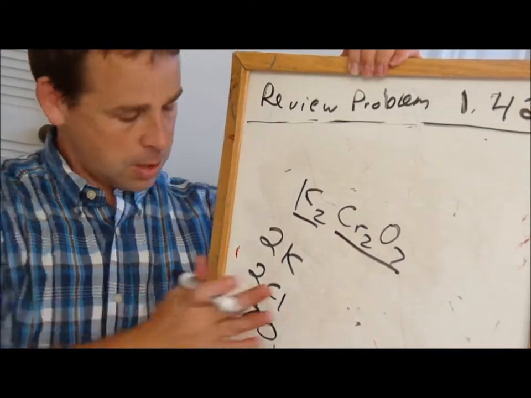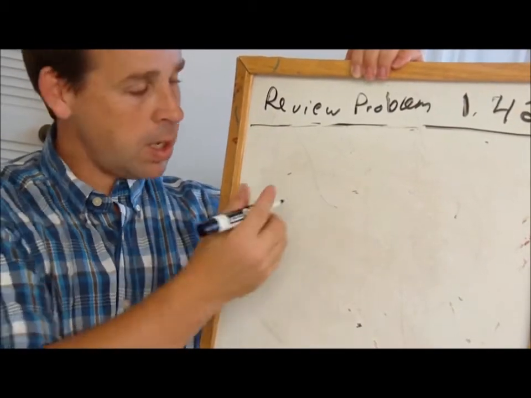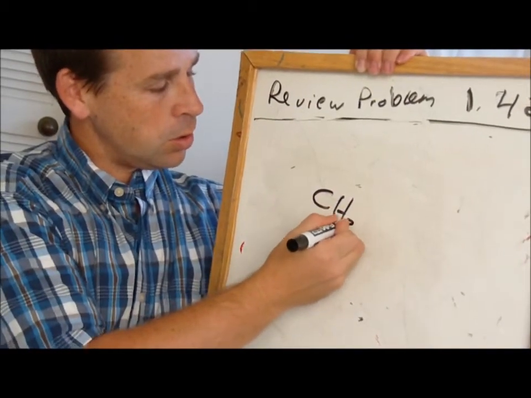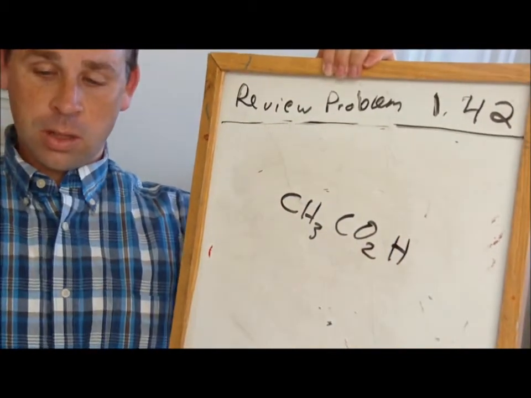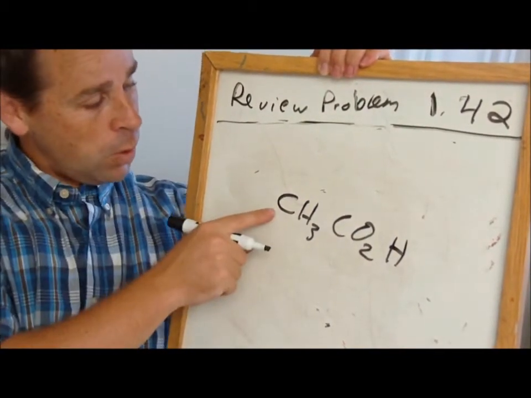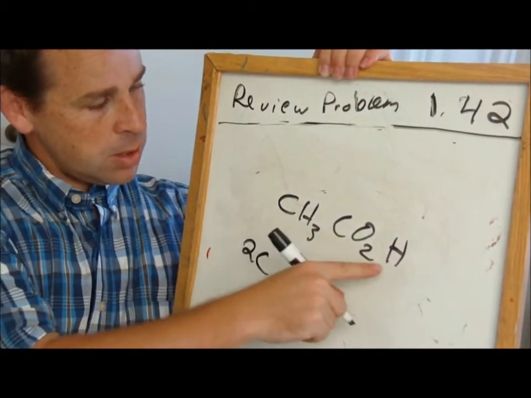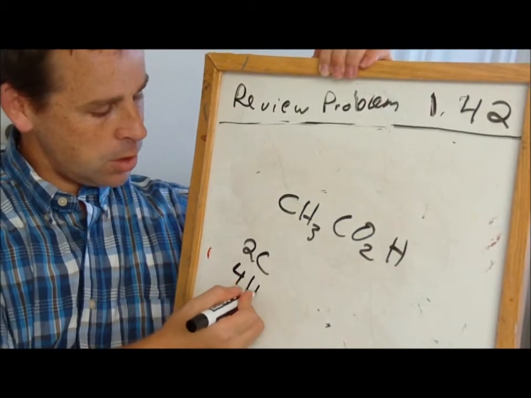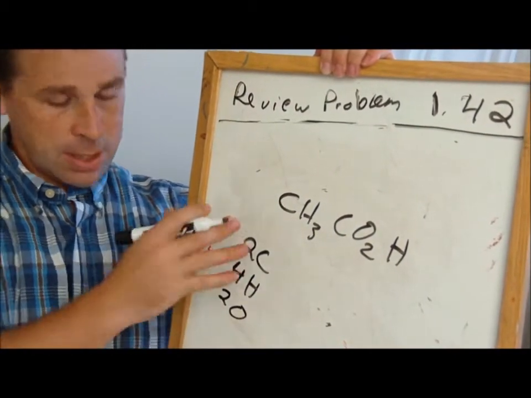All right, the chemical formula for the next compound, CH3CO2H. We see we have 1 carbon here, 1 carbon there, that's 2 carbons. We have 3 hydrogens here and 1 hydrogen there, that's 4 hydrogens. And we have 2 oxygens. All right, so that's the answer.